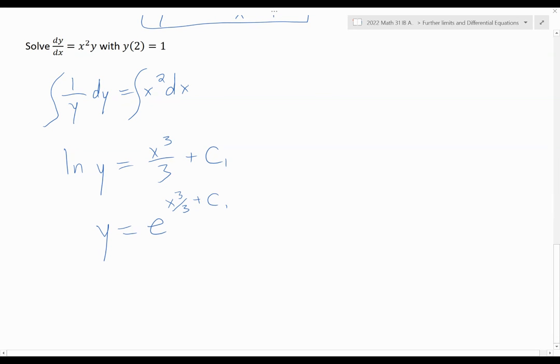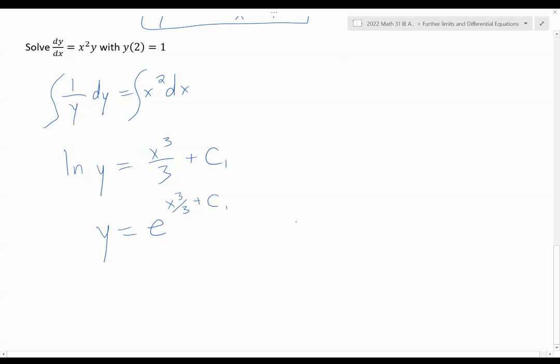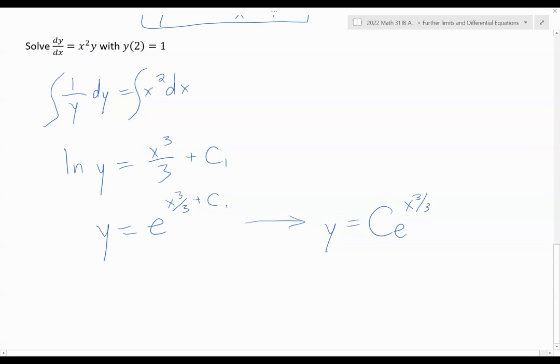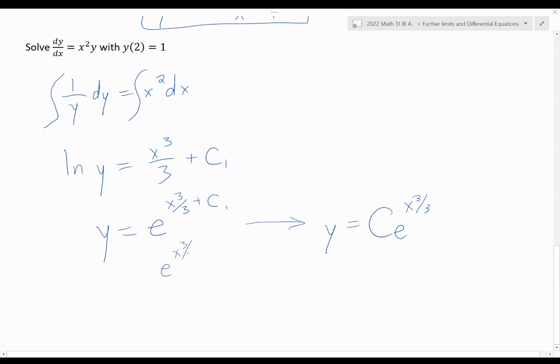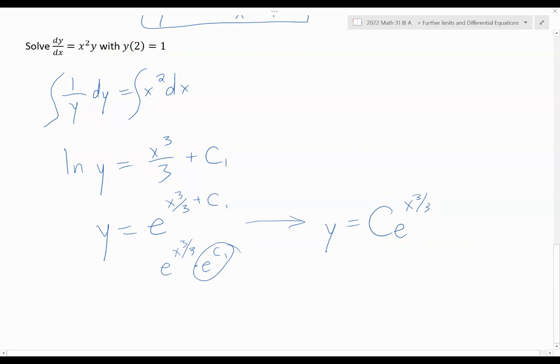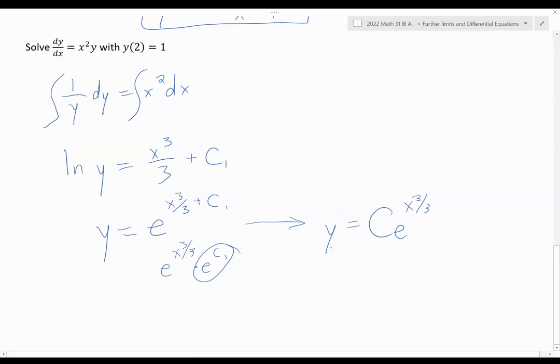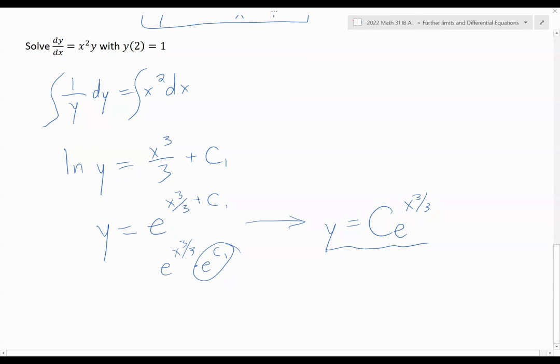I'm going to call that C1 because if I didn't have an initial condition, I would simplify this one step further. I would write it as y equals c times e to the power of x cubed over 3. Because of my exponent laws, this is the same thing as e to the power of x cubed over 3 times e to the power of c1. And e to the power of c1 is just a new constant. So this is the more common form for writing this differential equation.